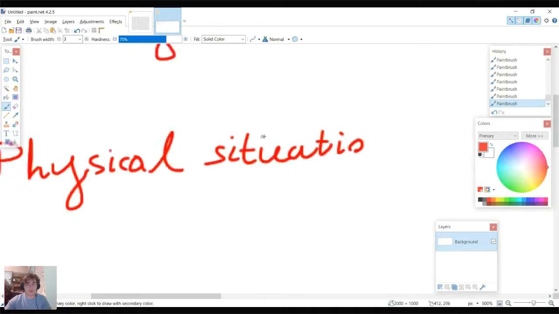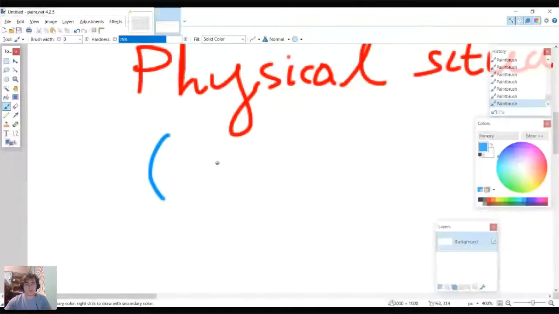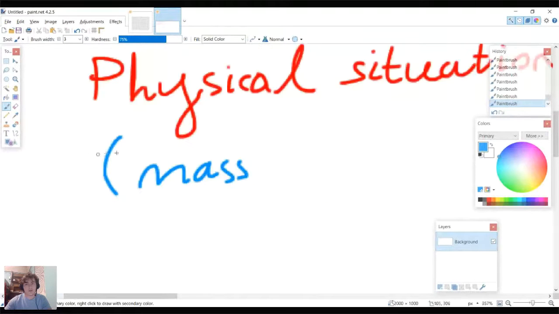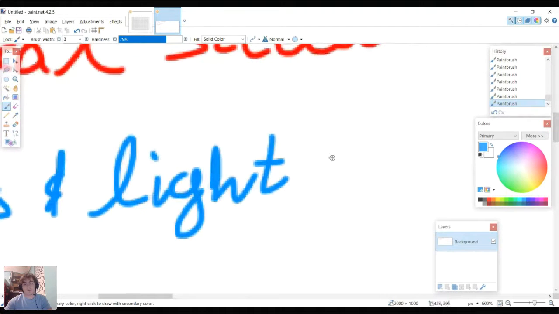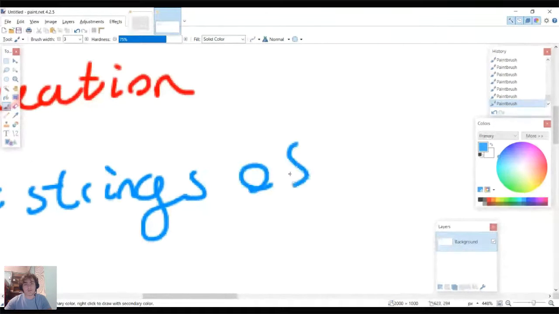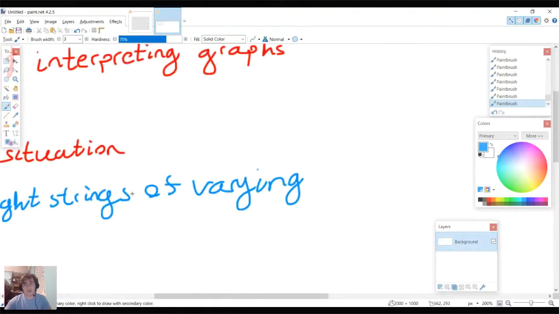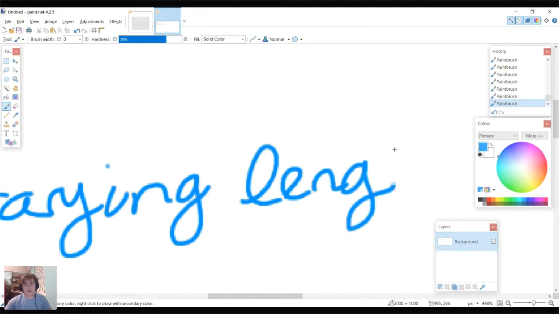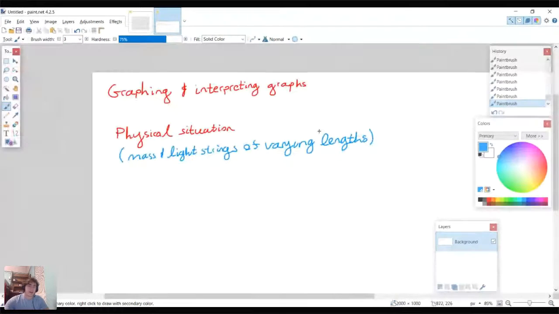And the example is you're given a mass and light strings of varying lengths. And your objective is to measure the acceleration due to gravity. So obviously this example is definitely coming straight out of physics. So that's a physical situation, and then you use some math.